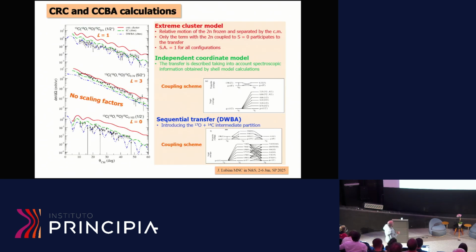So here are the results. Again, the theory has the same color in the figure. For the low-lying states, the ground state, the elastic scattering, and all the other lower states, we see that the cluster model overestimates. The microscopic independent coordinates model, when you transfer two correlated neutrons, describes the experimental data very well, and the sequential one again is slightly lower.